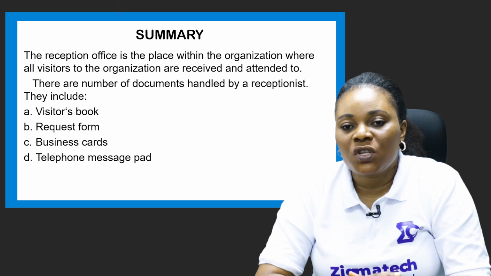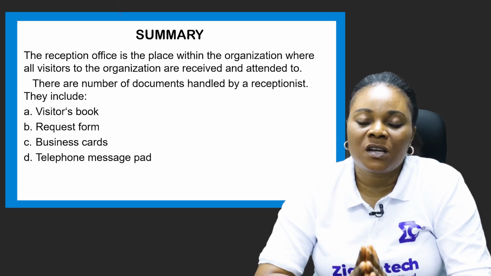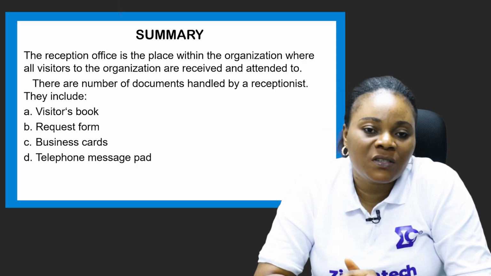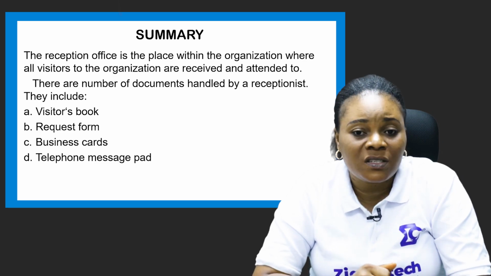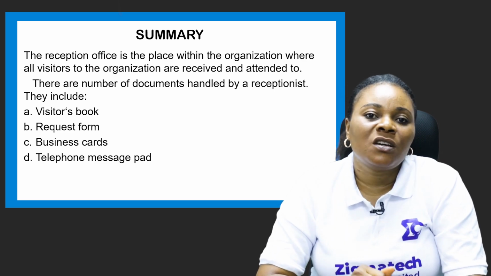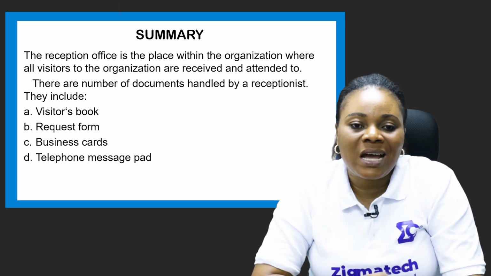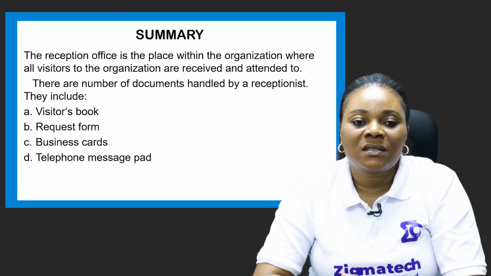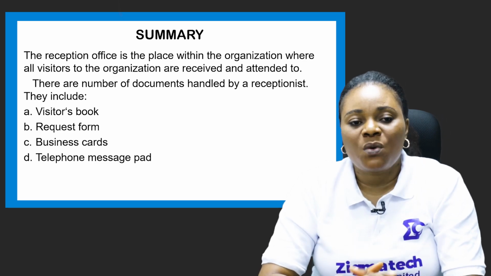And we explained the visitor's book as a book that is used to get the details of all visitors that visited the organization. On the visitor's book, you put the name of the visitor, the address of the visitor, the person he or she has called to see, the purpose of the visit, the time the person came in, the time out, then the person appends his signature before he leaves.